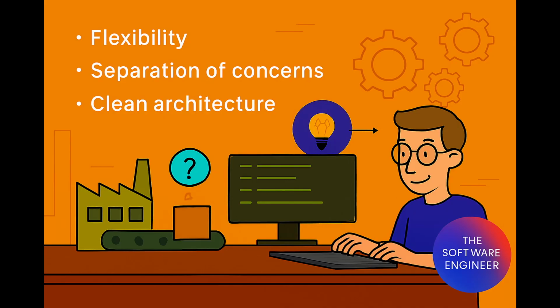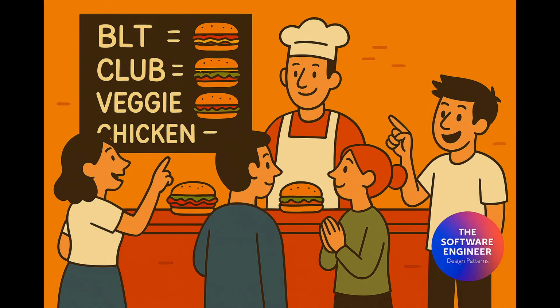Let's look at a real-world example. Picture a busy sandwich shop. Customers walk in and order different types of sandwiches. A BLT, club, veggie, chicken. Behind the counter, a sandwich maker doesn't care who walks in or what they ask for. He just calls the right method to assemble the sandwich.